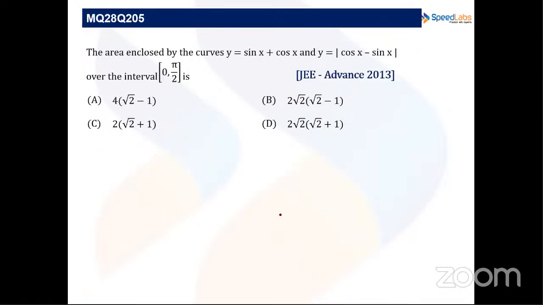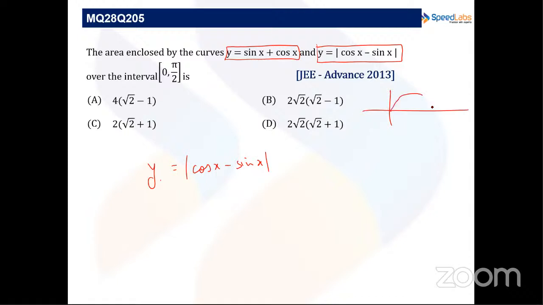Now moving to the next question. The area enclosed by the curves y equals sin x plus cos x and y equals mod of cos x minus sin x. See, for this value, mod of cos x minus sin x, we already know the graph of sin x and cos x. For sin x, the graph is this, and for cos x, the graph goes like this. This is the point pi by 2.